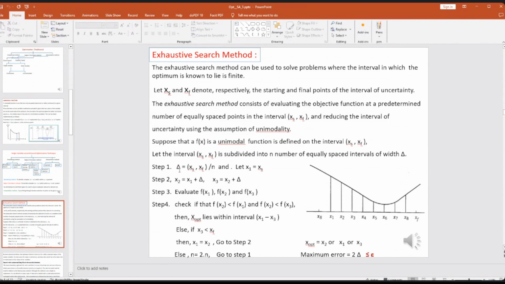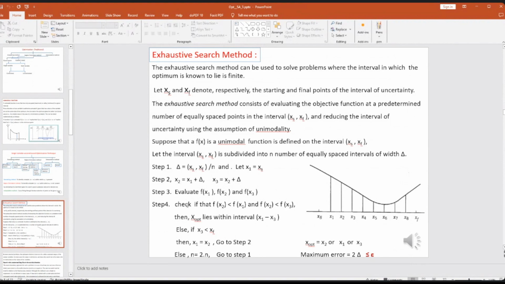And now we are starting with x1, x2, x3. x1 is equal to xs, x2 is equal to x1 plus delta, and x3 is equal to x2 plus delta. We have 3 successive points, x1, x2, x3. At the first iteration, x1 is equal to xs and x2, x3 are the next successive points. Clear? Yes, sir. Now you evaluate the function value at these 3 points, f(x1), f(x2) and f(x3).